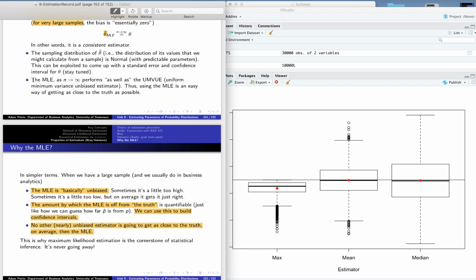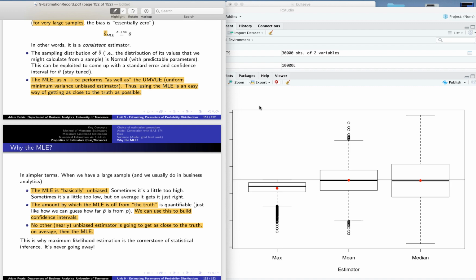So, in other words, as we're dealing with large samples, and large really isn't all that big in business analytics here, 50, 100 data points, that's what's needed for this theory to kick in. And we almost always have that in analytics. As long as we're dealing with that large sample, the MLE is basically this holy grail of estimation, this uniform minimum variance unbiased estimator.